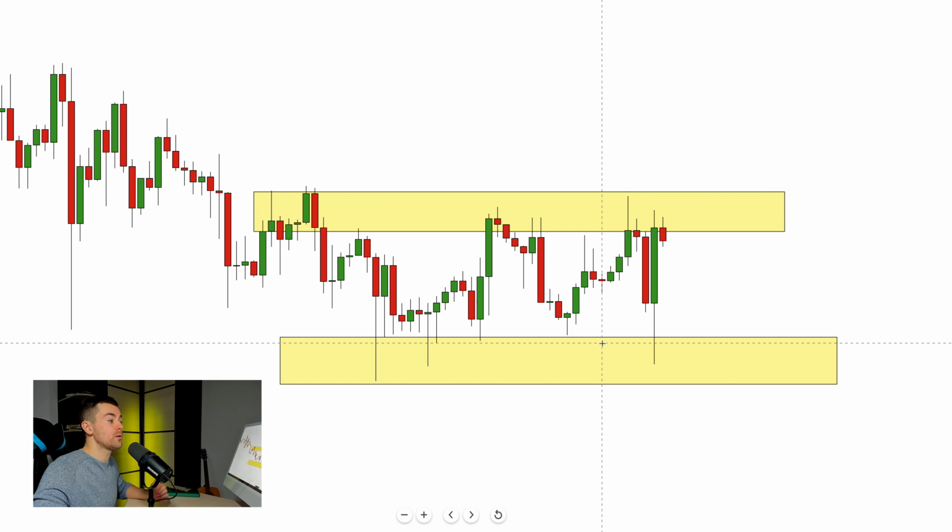And most of the time, the breakout, the violation of the resistance of the range, indicates a highly probable bullish continuation, and the violation of the support of the range signifies a highly probable bearish continuation. And in order to trade the breakout properly, we must identify the boundaries of the range correctly. We need to identify the exact boundaries that must be broken in order to confirm the breakout.